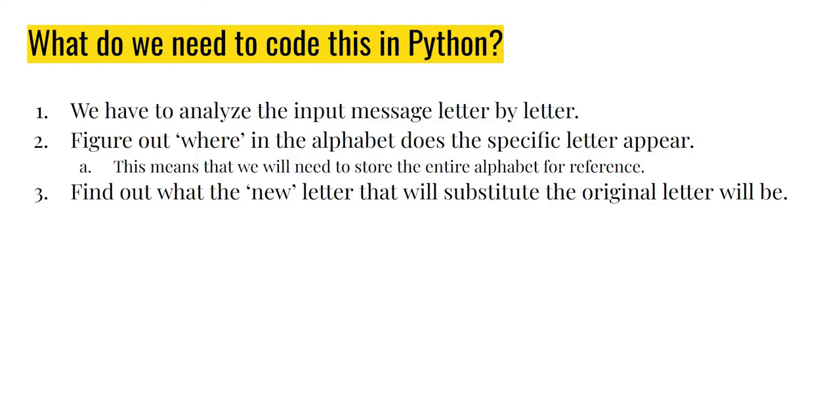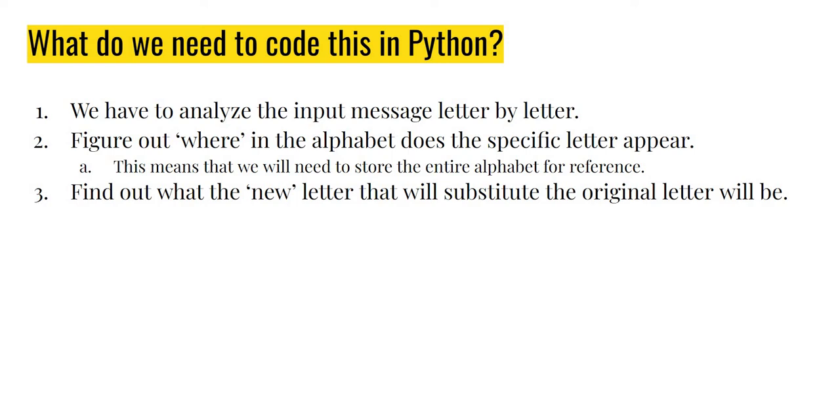Now, let's think about what we need to build this in Python. Like I said, the first thing we need to do is to analyze the input message letter by letter, right? So we must look at every letter and see what I need to do with it. This is in contrast, for example, with the previous algorithms, say even or swap or reverse, where we did not really look at what that letter was.